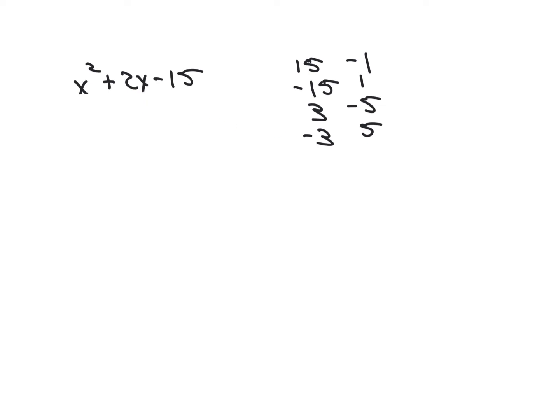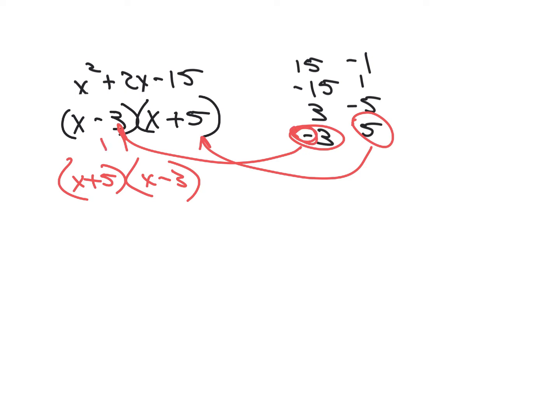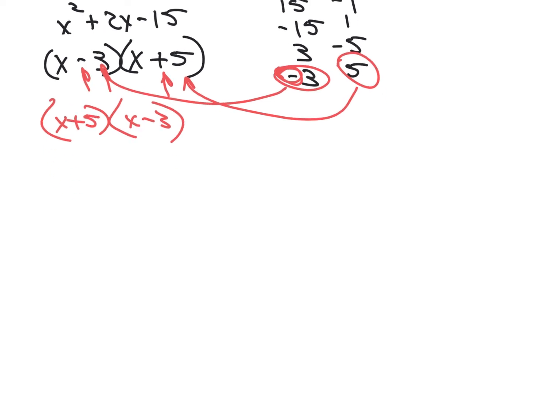So all we're going to do then is draw two parentheses. Put an x here and an x here. And we're going to put a minus 3 and a plus 5. And that is all there is to it. I just take this, put it there, this, put it there. And it doesn't matter if the x plus 5 is first and the x minus 3 is second. What matters is that you put the sign on the number in order for it to work. That was a pretty easy one.